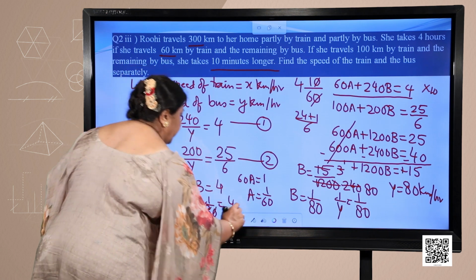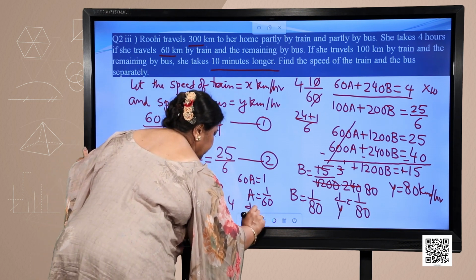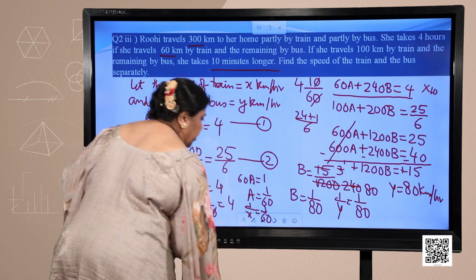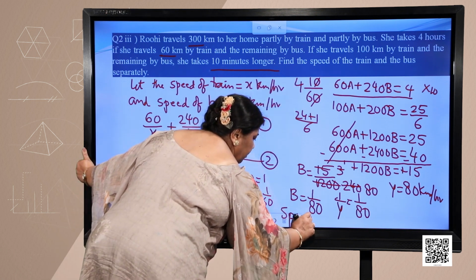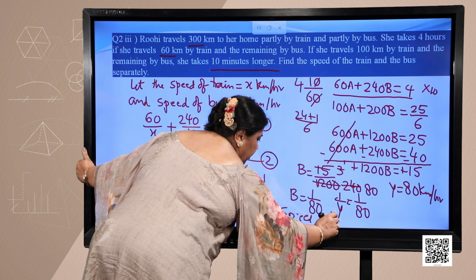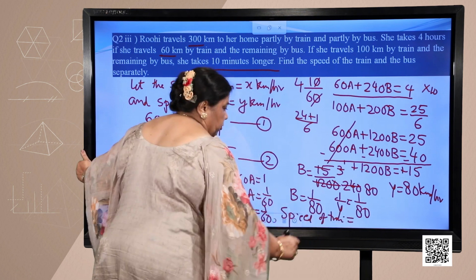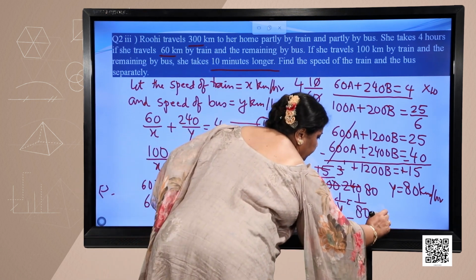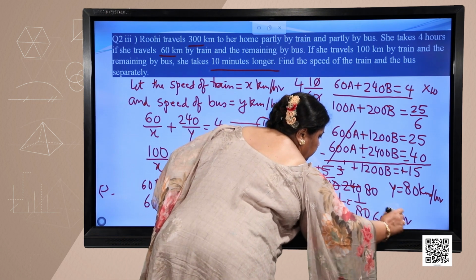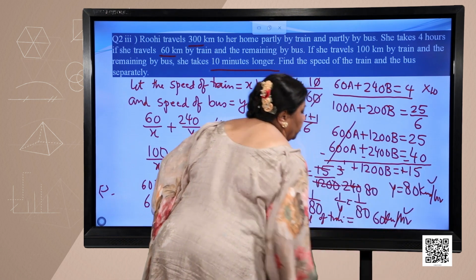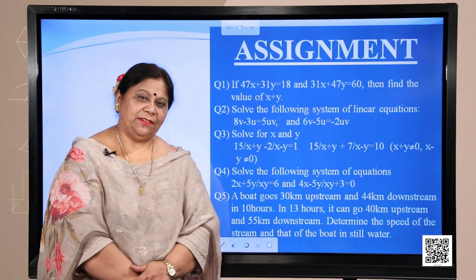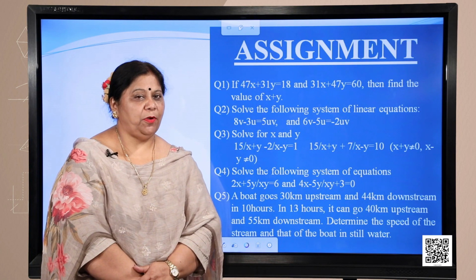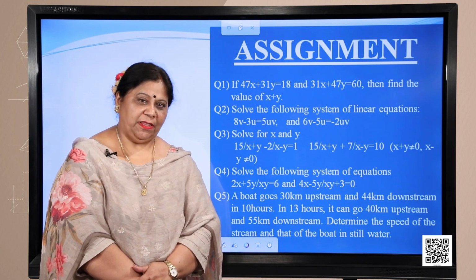So, what was a? We had taken it as 1 upon x. So, speed of train is how much? 60. Speed of train is 60 kilometers per hour and speed of bus is 80 kilometers per hour. I hope it is clear. So, students, we have learned how to solve the word problems using algebraic methods.